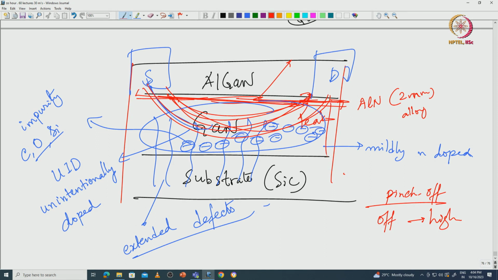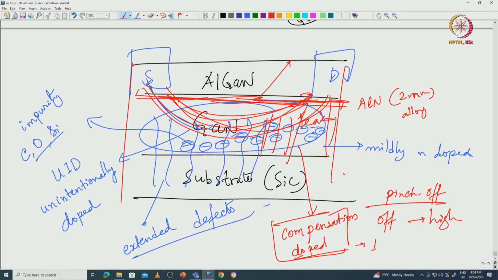So you want to remove this impurity, and so you do something called compensation doping. All commercially available gallium nitride wafers are compensation doped. Compensation doping means you add an impurity during the crystal growth intentionally, which will take away these extra electrons. Okay, it's called compensating. Compensating means the background electrons that are there, these impurities will trap those electrons.